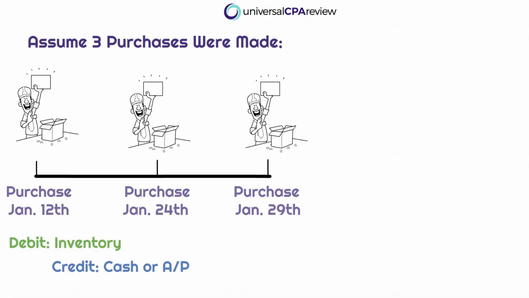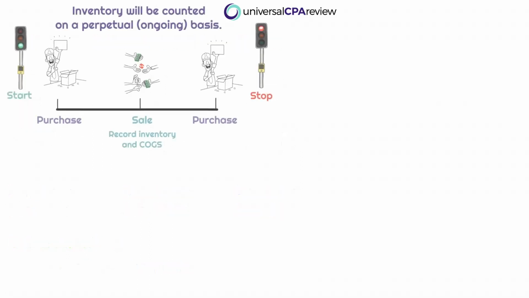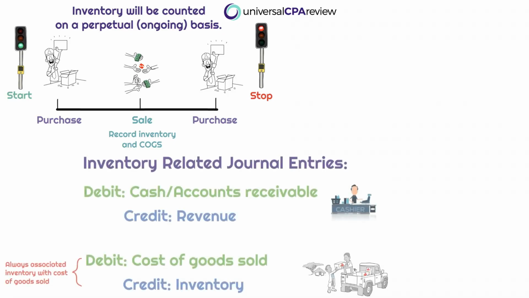Okay, so we're going to have a debit to inventory for the incoming inventory that's been purchased, and a credit to either cash or accounts payable, depending on whether or not we paid for this on credit. Okay, and again, we're going to be doing this perpetually. So not only are we going to be recording this after each purchase, but we're also going to be making a journal entry for each sale of that inventory. Okay, so we're going to have a debit to cash or accounts receivable when it is subsequently sold, and we're going to have a credit to the sale, okay, so to revenue.